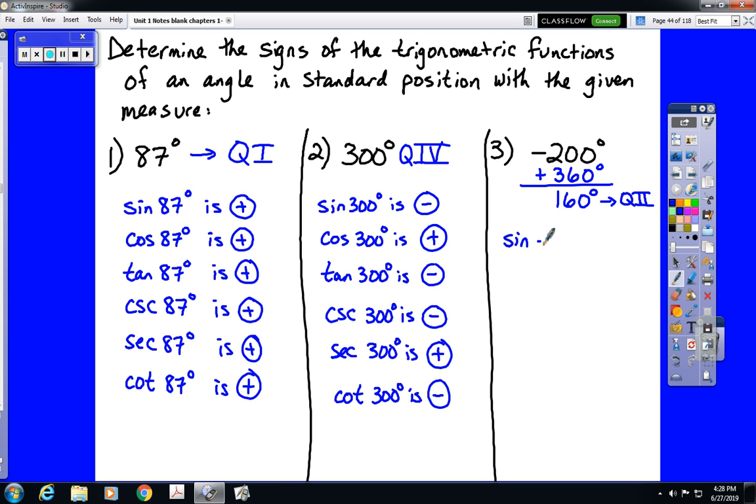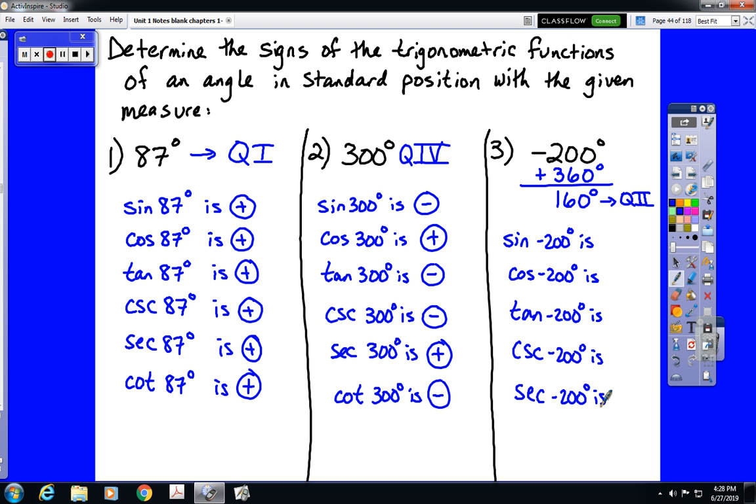So the sine of negative 200 degrees, the cosine of negative 200 degrees. We know these because we know we're in quadrant 2, because these two pictures for negative 200 degrees and 160 degrees will be the same picture. They'll have the same coterminal angle. So, in quadrant 2, the sine and the cosecant are positive, and the other four are negative. So that's the easy part.